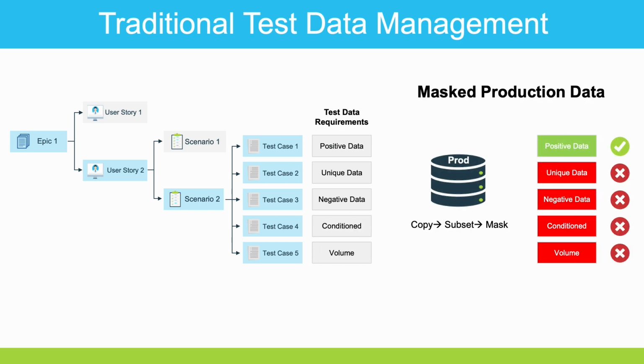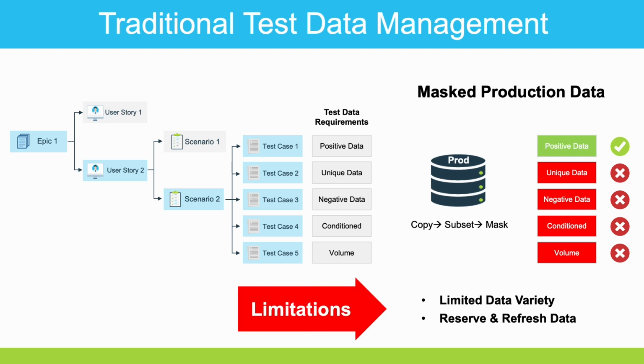Now, the industry typically goes to a production database copy that's masked. And of course, that provides realistic, positive data with referential integrity, but there are a lot of data gaps. You can't get new or unique data, negative edge case data, data based upon certain rules and conditions, and there's a lack of volume. So the key point here is that there's limited data variety available in a production copy.